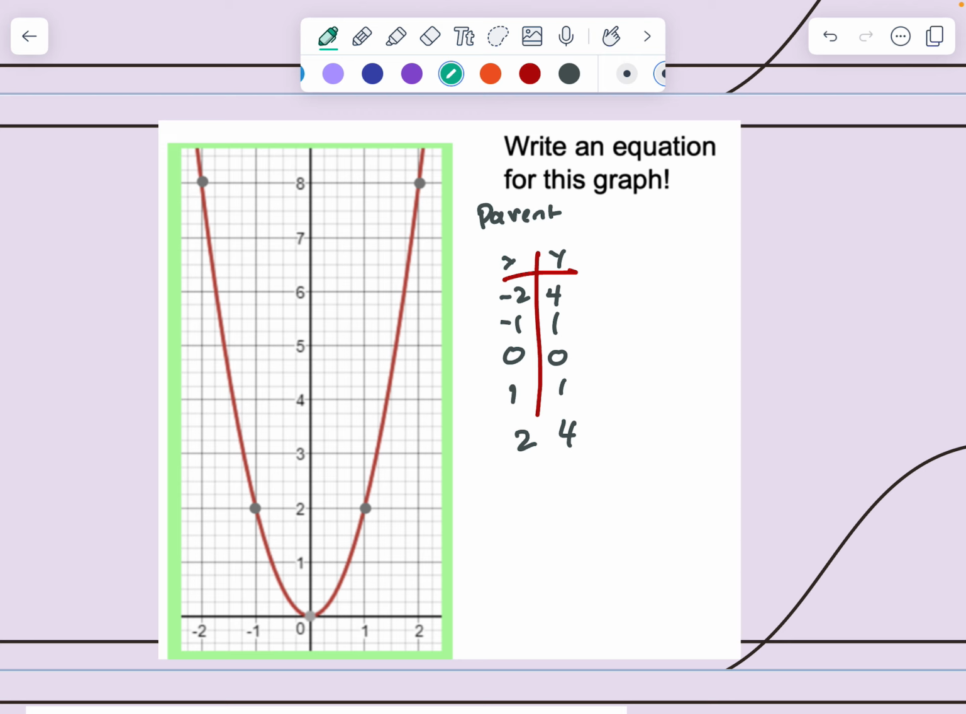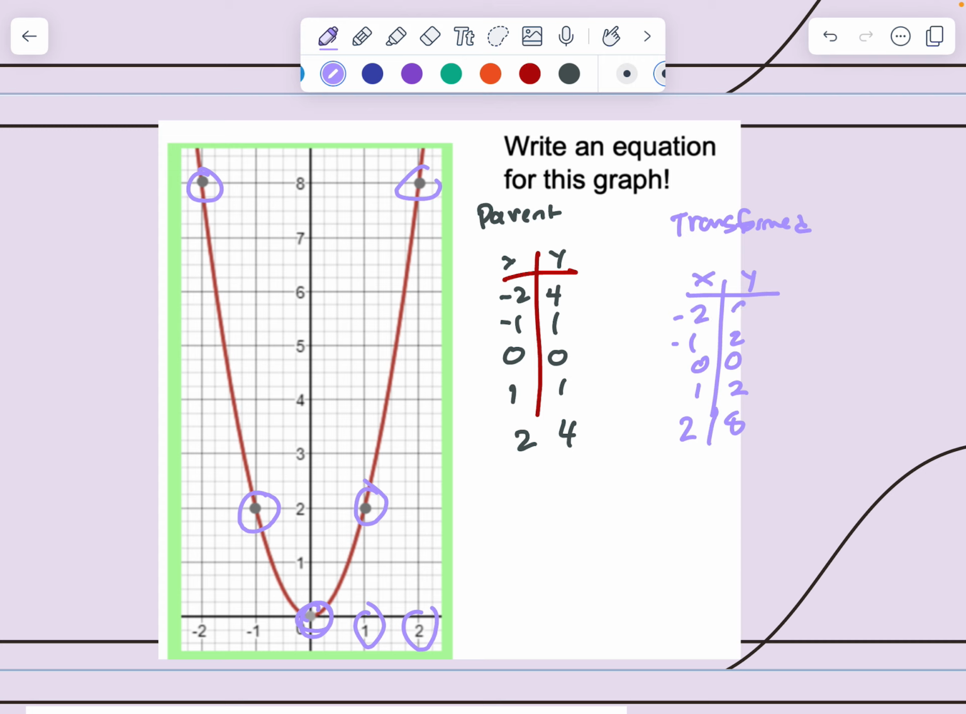And then I can just start pulling points off of the new one. I still see 0, 0. So this is the transformed. Now I have 1, comma 2. Which is making me think it's the y's that's being modified. I have 2, comma 8. Again, that might be enough to get me there anyway, but if I just finish this out, I've got negative 1, comma 2, and I've got negative 2, comma 8.